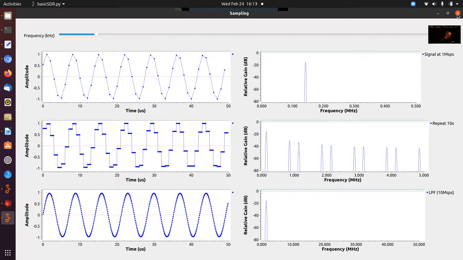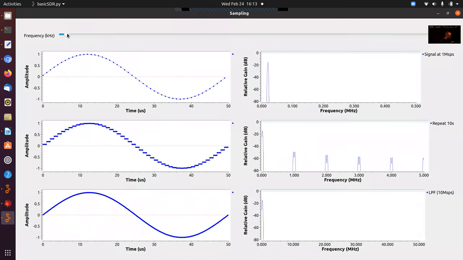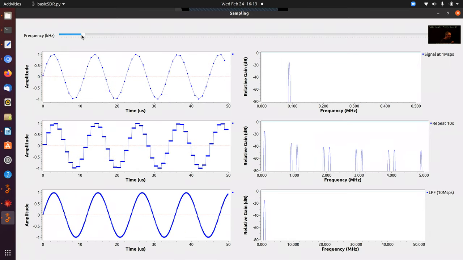All right, so step number two is to show some math in terms of sines and cosines. So let me switch to my next graph. I'll actually pause to ask for questions about the sampling. Maybe I'll keep this up while I take questions. Feel free to jump in at any time.